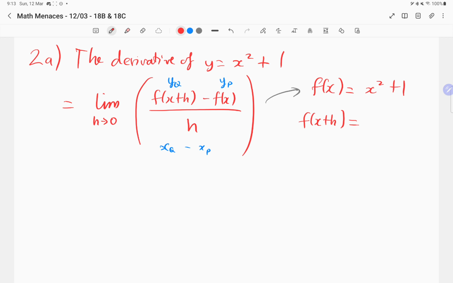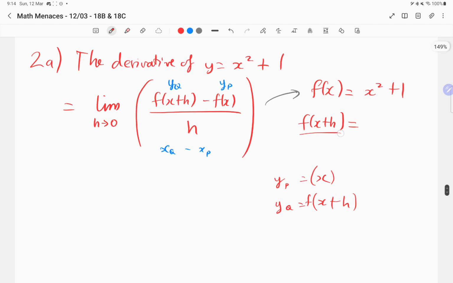So we are finding the rise over run, right? And then remember there are 2 points. The first point, at the point P, it's just x, right? And then at the point Q, it's x plus h. That's why we're finding the y coordinate at point Q, which is f of x plus h. And the y coordinate at point P is f of x.